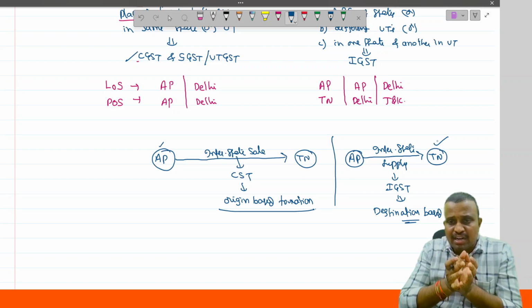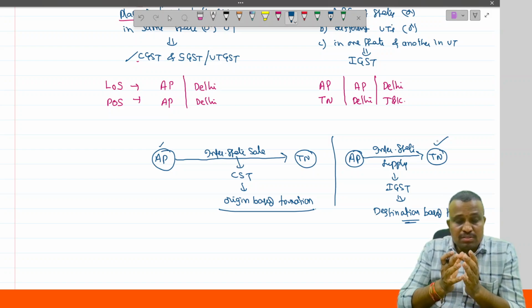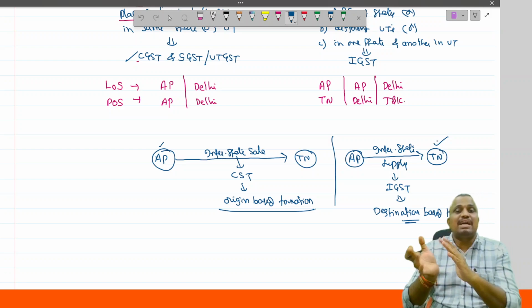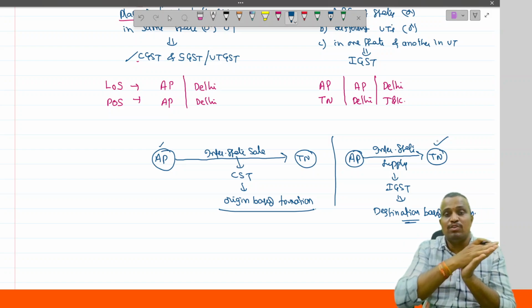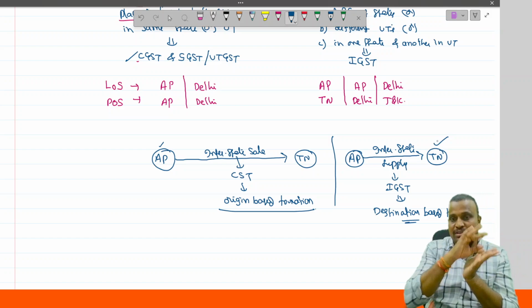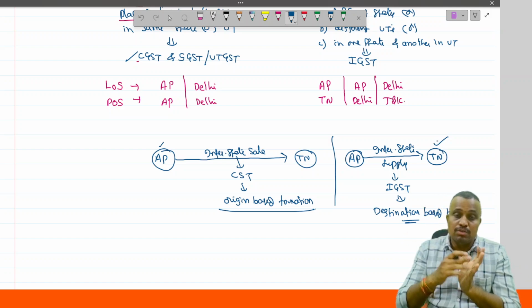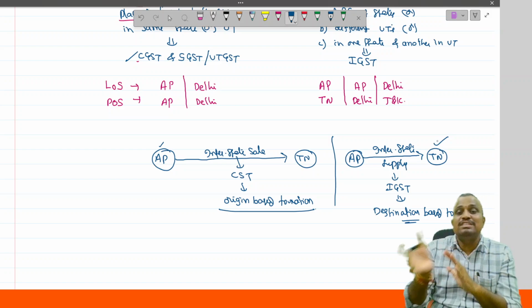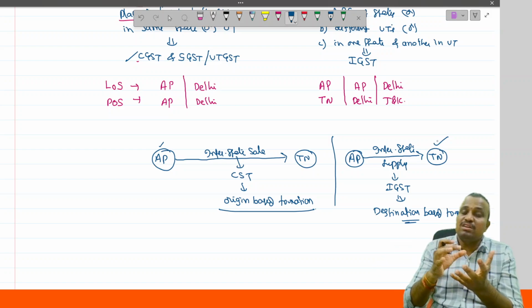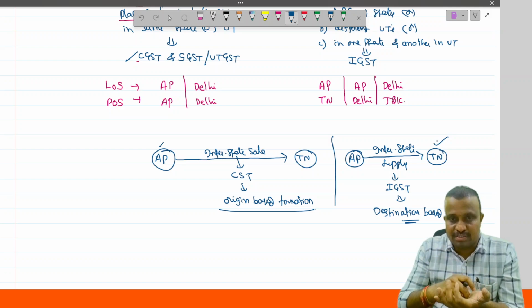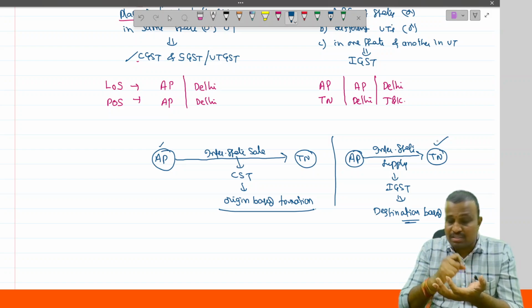And due to the introduction of the GST, some governments are losing their revenue because of the change in tax structure. Previously they were following origin based taxation, and later they are following what? Destination based taxation. So because of the change in tax structure, some governments are losing taxes, especially the manufacturing states.